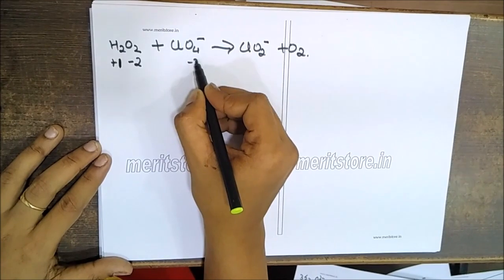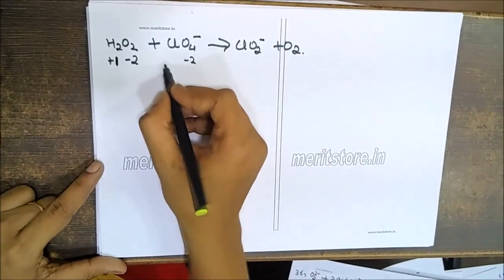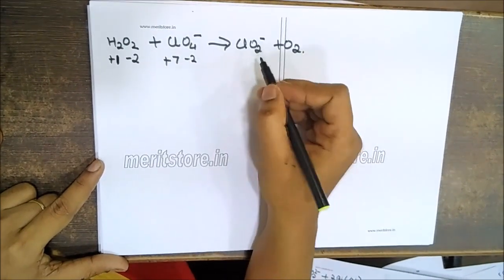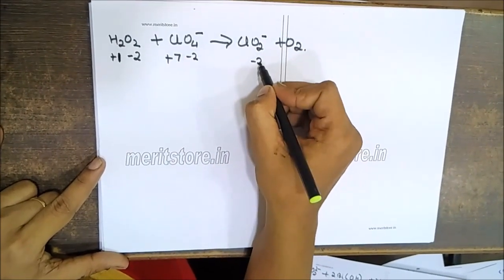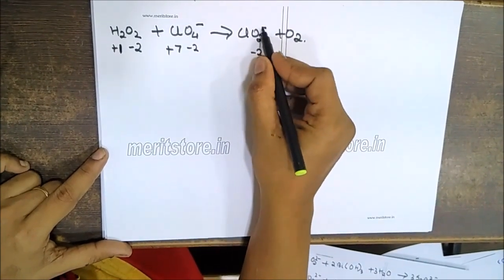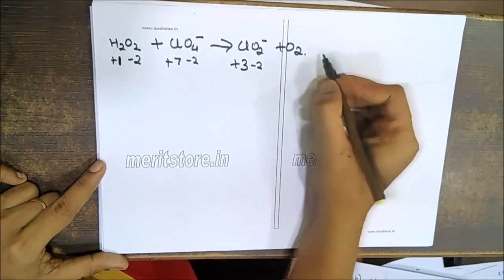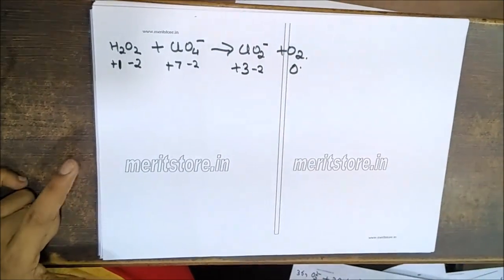Now here, -2 into 4 is -8, out of the -8 one charge should remain, so we have to nullify 7. So this will become +7. Same way here, this is -2, -2 into 2 is -4. Out of this -4, we want one charge to remain, so we have to nullify 3. So this becomes +3. Now this would be 0.